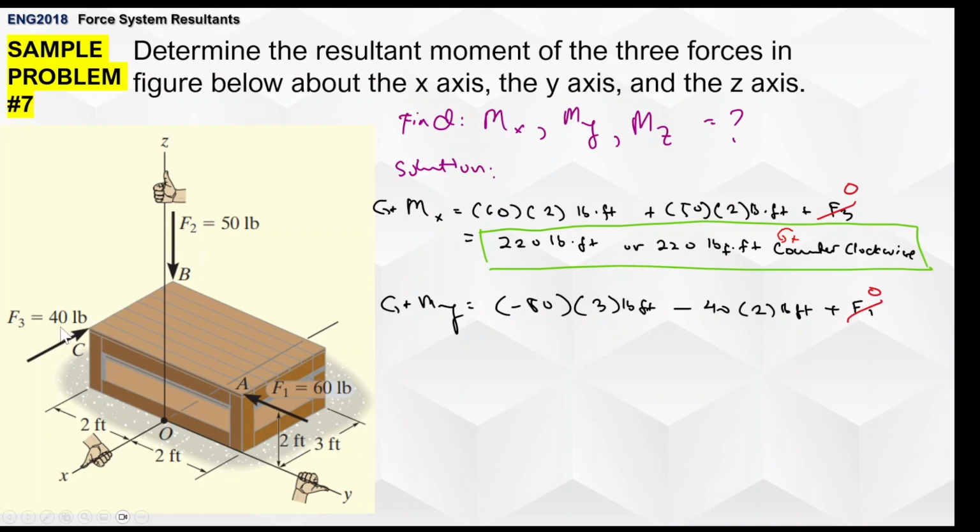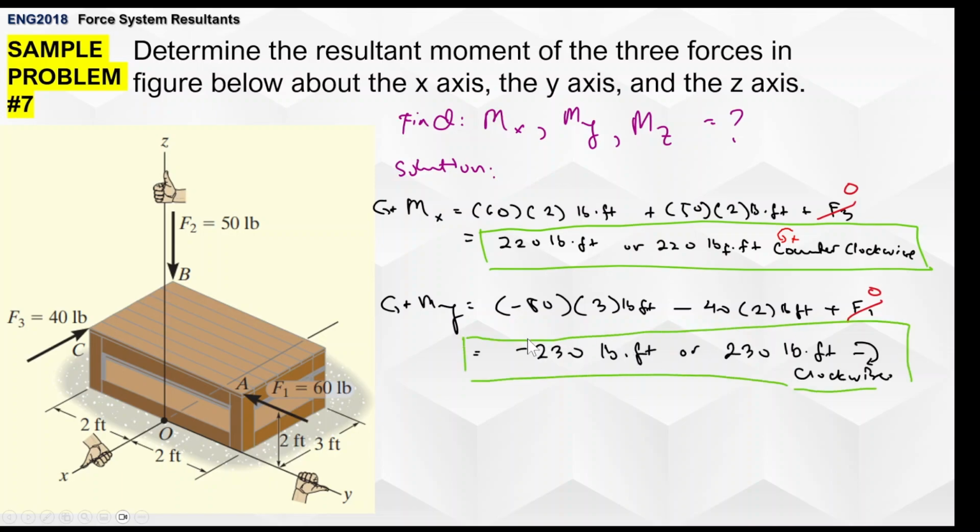And then 40 pound force or F3, it's going to be rotating. So it's perpendicular distance to 2 feet. And it's going to be clockwise as well. So it's going to be negative 40 times 2 pound force feet. And the final answer here is going to be negative 230 pound force feet, or about 230 pound force feet clockwise. So that's the clockwise rotation symbol, and then the clockwise word.